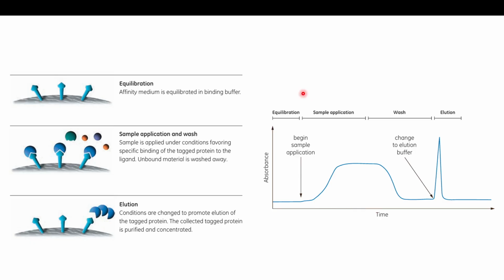Okay. So this is the overall chromatogram, how an ideal chromatogram should look after affinity purification. You inject the sample, having equilibrated, and eventually you wash it off to remove any unwanted or unbound material, and then you elute your protein of interest.